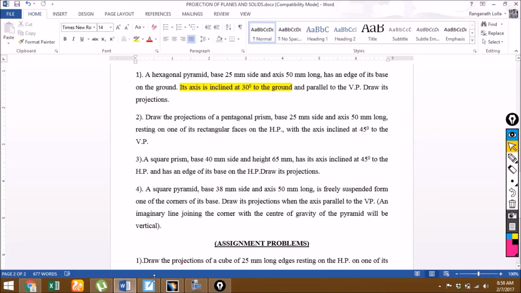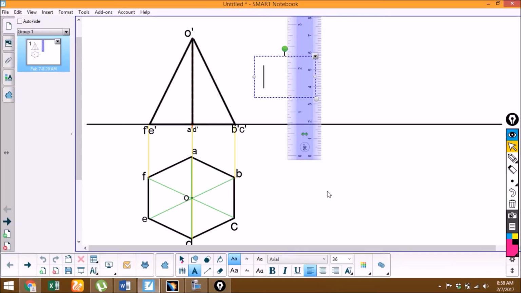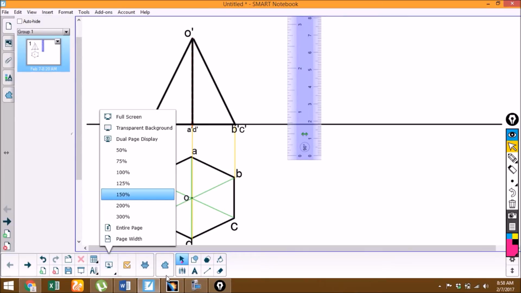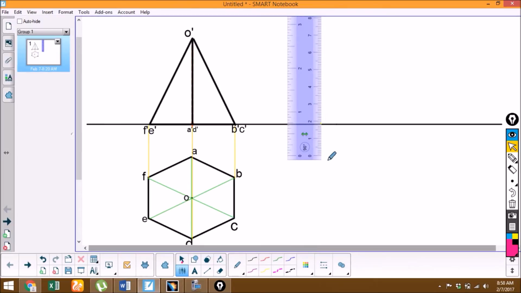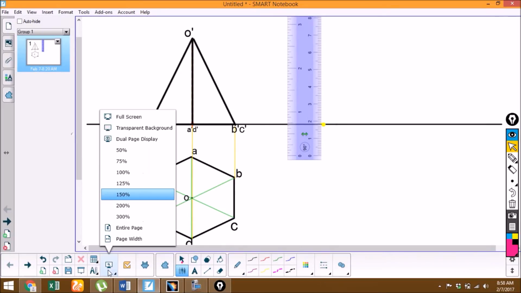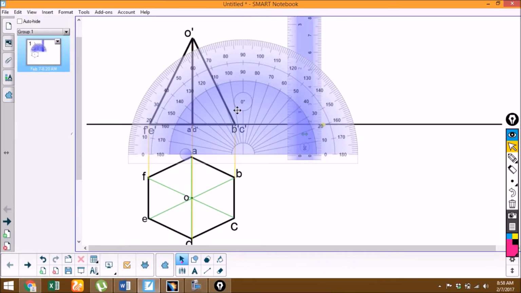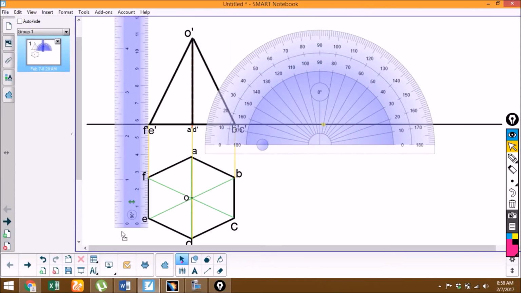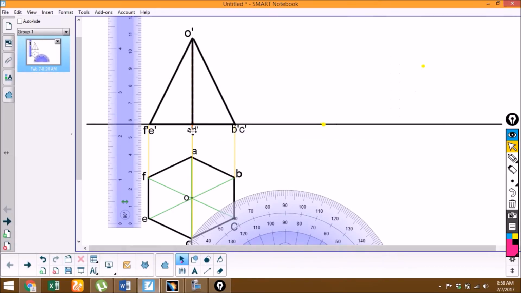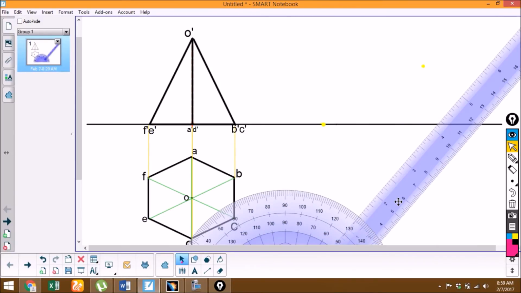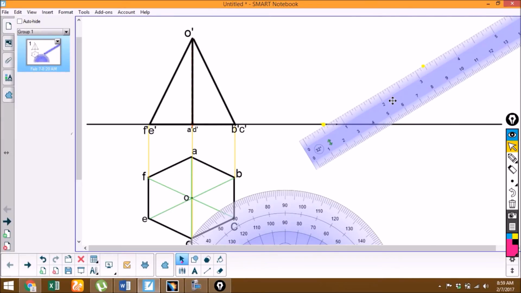Now the axis is inclined 30 degrees to the ground and it is parallel to VP. So now we need to change the position of the axis, in the front view only. Take any point on the XY line and measure the angle 30 degrees with the help of a protractor. Then draw a line, that is the inclined line.